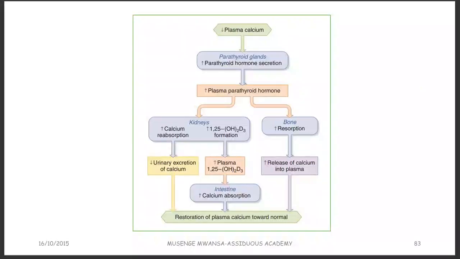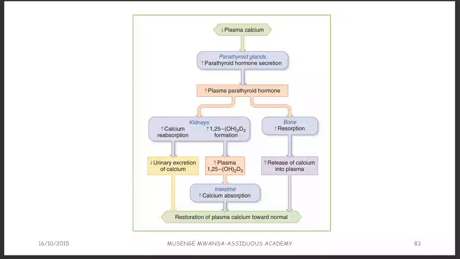So how do these guys produce their hormone? Remember, they produce parathyroid hormone. So what happens is that when the calcium in the blood reduces, the parathyroid glands will secrete the parathyroid hormone. The work of the parathyroid hormone is basically to increase calcium in the blood. So when the parathyroid hormone secretion increases, there is going to be an increase of the parathyroid hormone in blood.